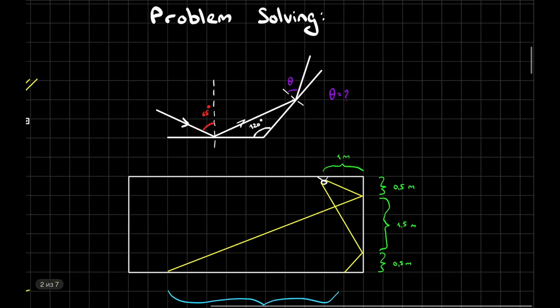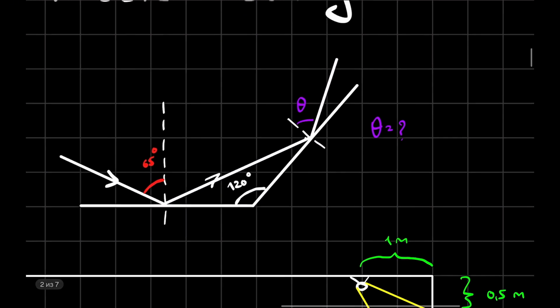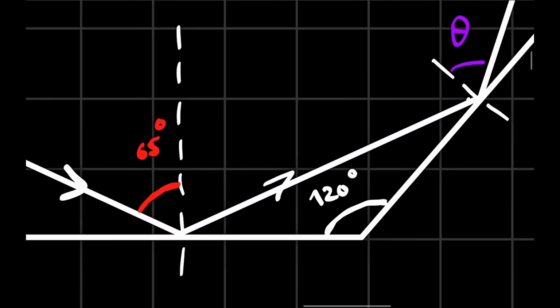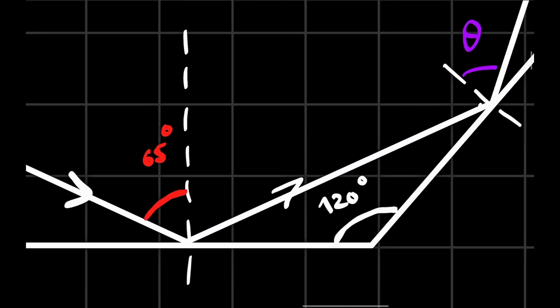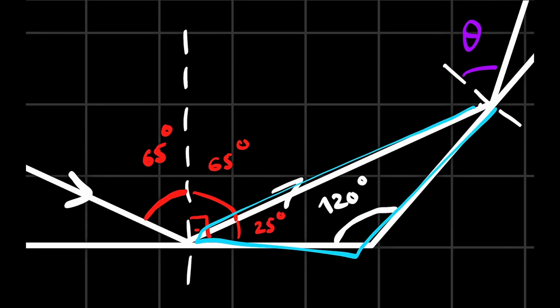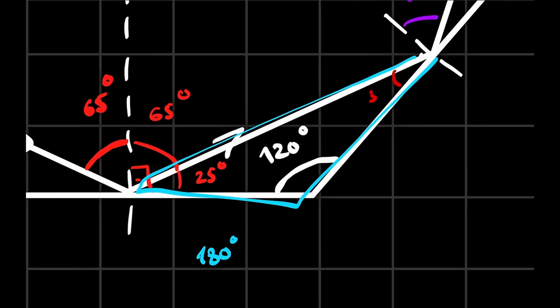Okay, let's move to problem solving. So basically, if we know that angle of incidence equals angle of reflection, we can solve very easy problems like this. Let's try to find this theta angle in this situation. If you know that this is 65 degrees, we say that this is also 65 degrees, right? So if this is 65 degrees, we know this is 90, so the remainder would be 25. We know that any triangle has 180 degrees, and if this is 25 plus 120, it would be 145. This part must be 35.